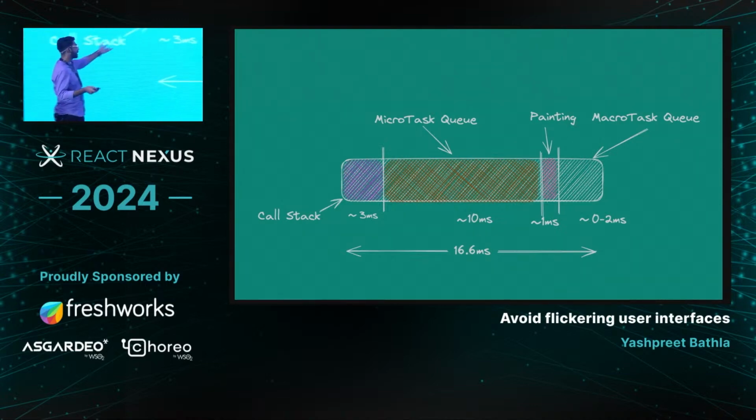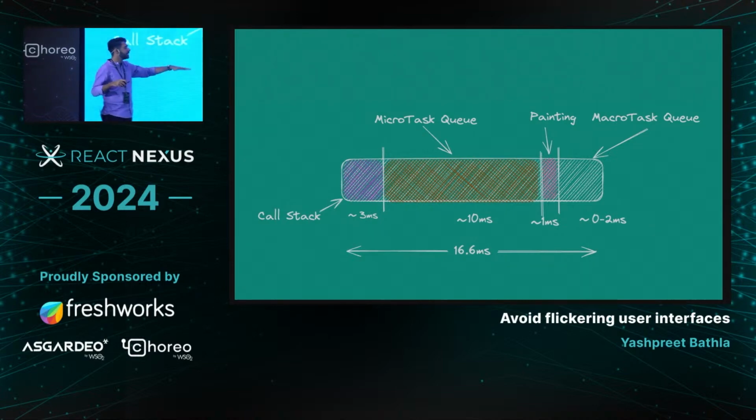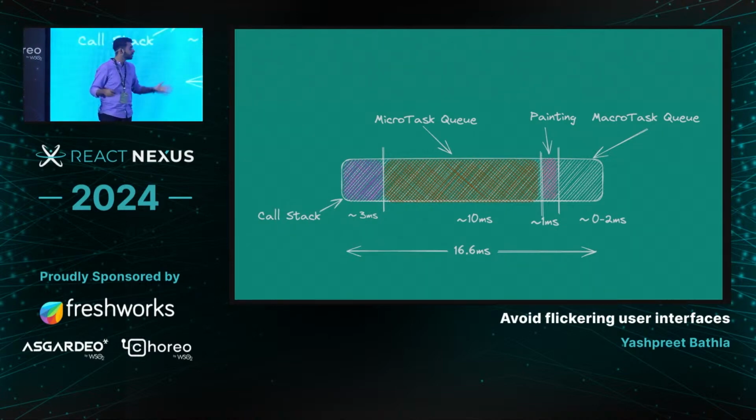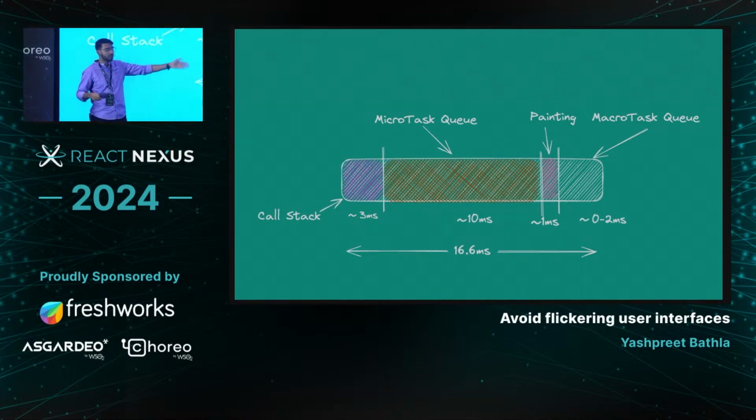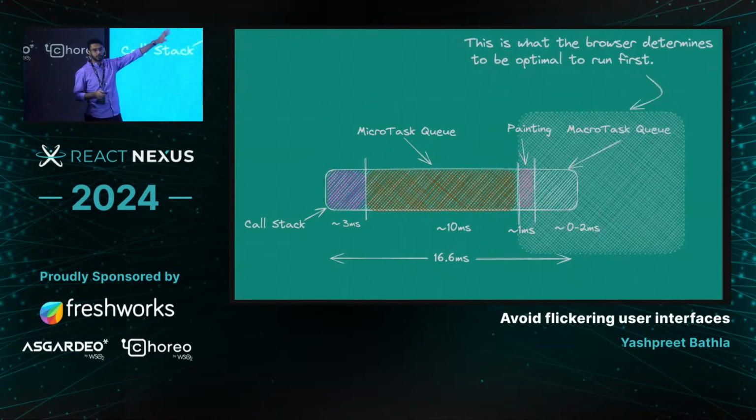So this call stack might take this time. Now the microtask queue is taking 10 milliseconds, so it's almost 13 milliseconds now. The browser has only 2 milliseconds, so it will say, okay, I don't want to lose the frame rate. So what I'll do is paint quickly, and then I'll do the microtask and do the next executions. So this totally depends on the browser, right?